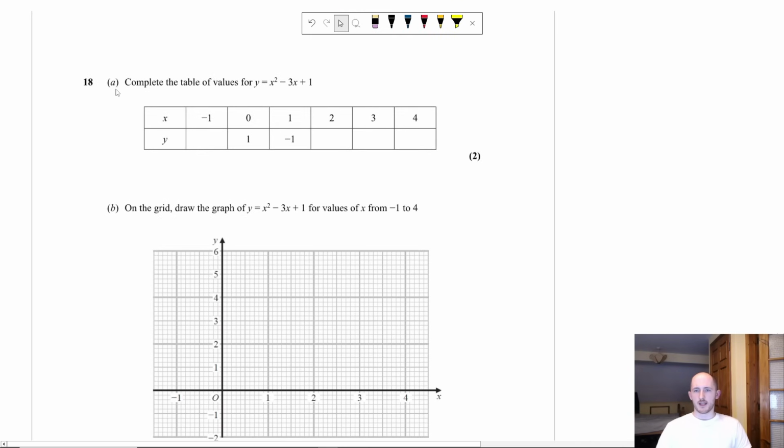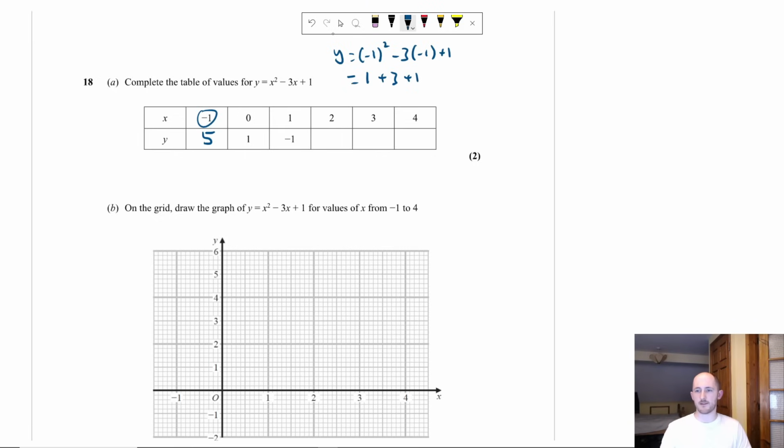Cool. Complete the table of values for y equals x squared minus 3x plus 1. Great, I'm so excited. This is going to take a while. Okay, so what they mean by this is we're going to take these x values and sub them into this equation. So if I do the minus 1 first, instead of x, we're going to write minus 1. So y is equal to minus 1 squared. Don't forget to put it in brackets. A lot of students don't do this, and then I laugh at them when they make a mistake. No, I'm just kidding. That would be 1 plus 3 plus 1, which is 5.